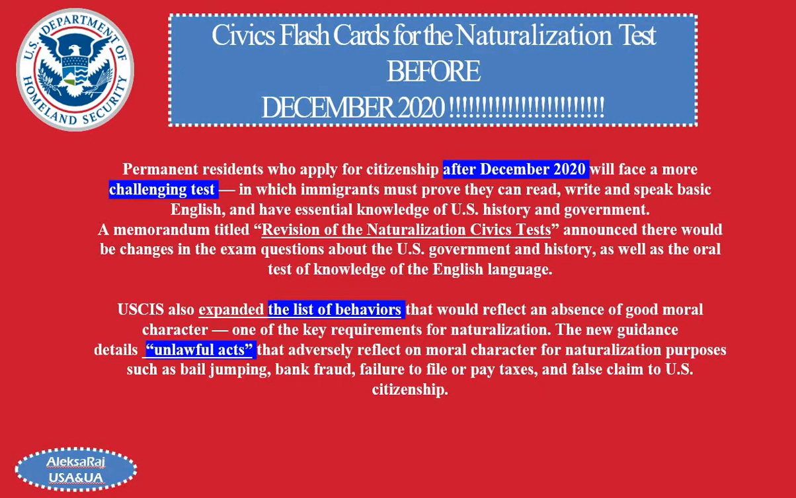USCIS also expanded the list of behaviors that will reflect an absence of good moral character, one of the key requirements for naturalization. The new guidance details unlawful acts that adversely reflect on moral character for naturalization purposes, such as bail jumping, bank fraud, failure to file or pay taxes, and false claim to U.S. citizenship.